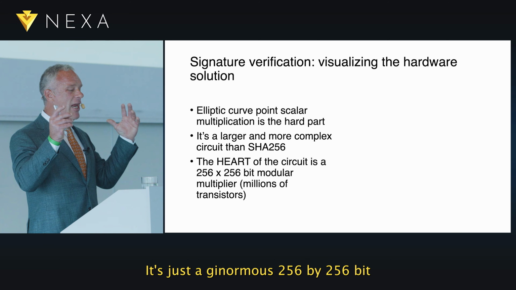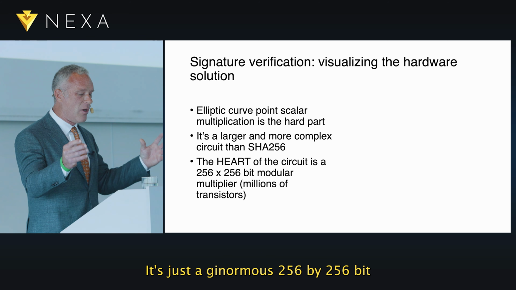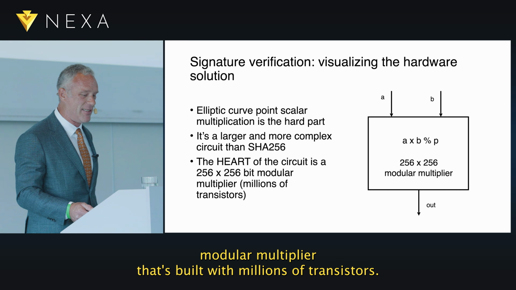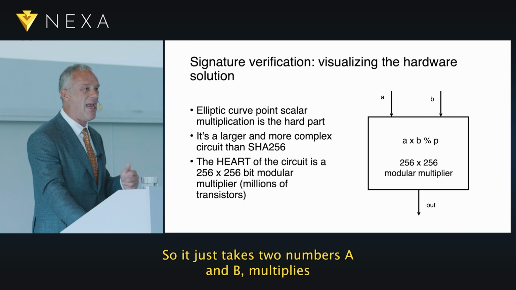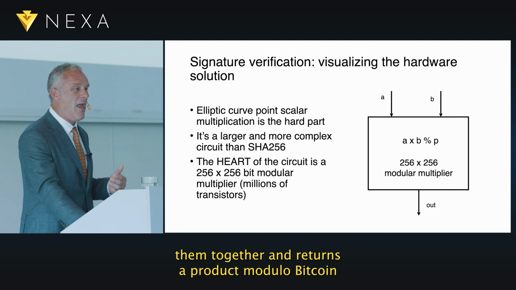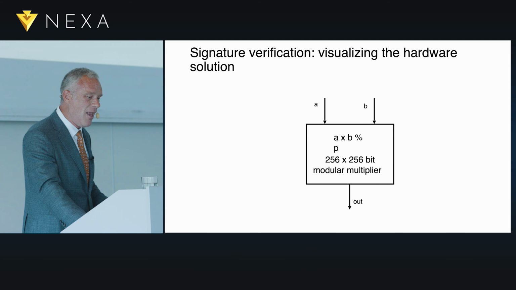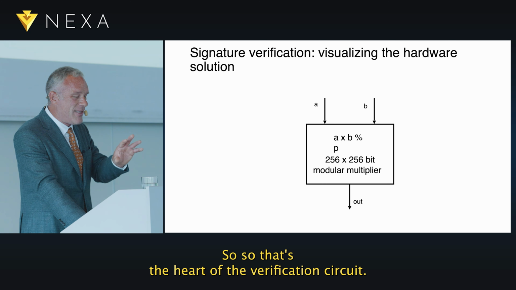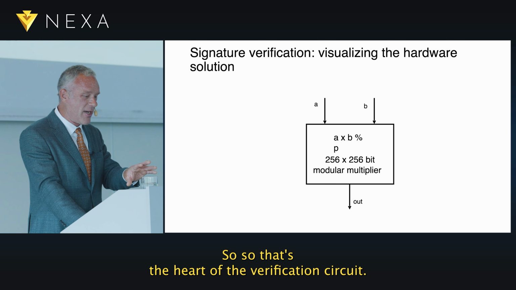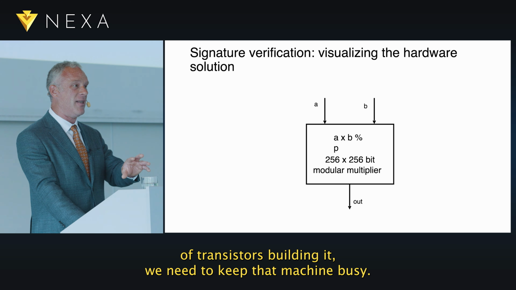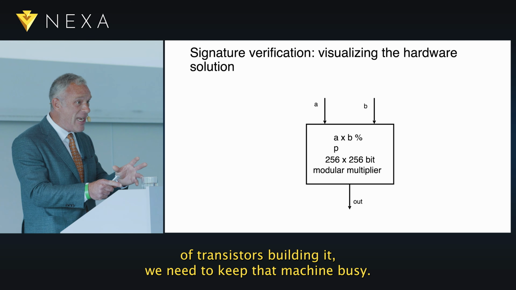It's just a ginormous 256 by 256-bit modular multiplier that's built with millions of transistors. So it just takes two numbers, A and B, multiplies them together, and returns the product modulo Bitcoin's special prime. So that's the heart of the verification circuit. And because we've invested so many transistors, millions of transistors building it, we need to keep that machine busy.